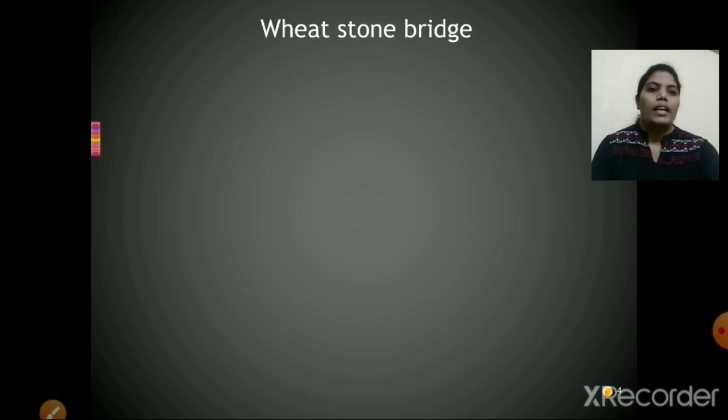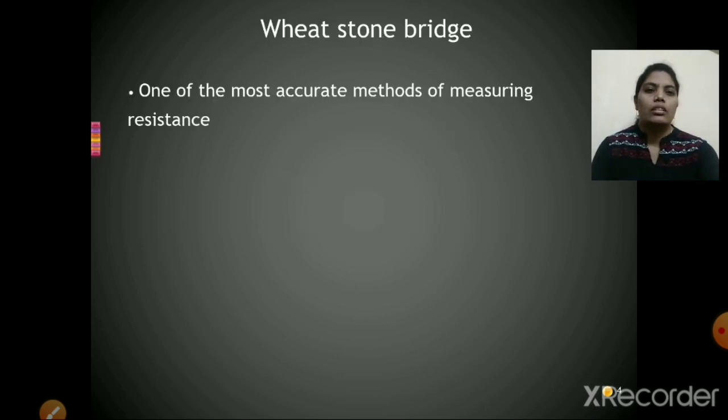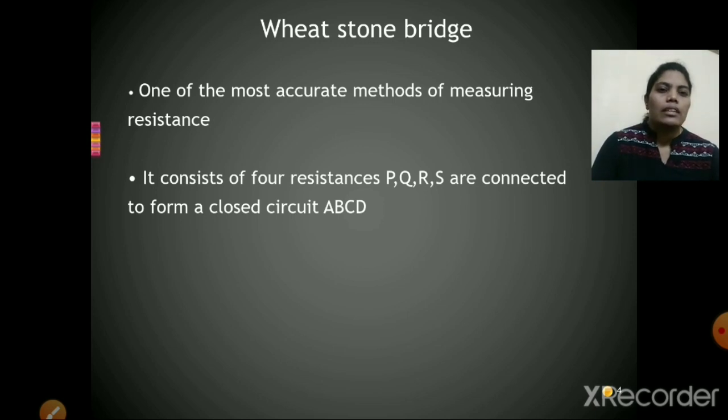Now let us see Wheatstone bridge. This is one of the most accurate methods of measuring resistance. It is not any bridge; it is an electric circuit which is designed like a bridge. You can see here it is designed by Wheatstone. According to him, four resistors P, Q, R, S are connected in such a way that they form a closed circuit ABCD.